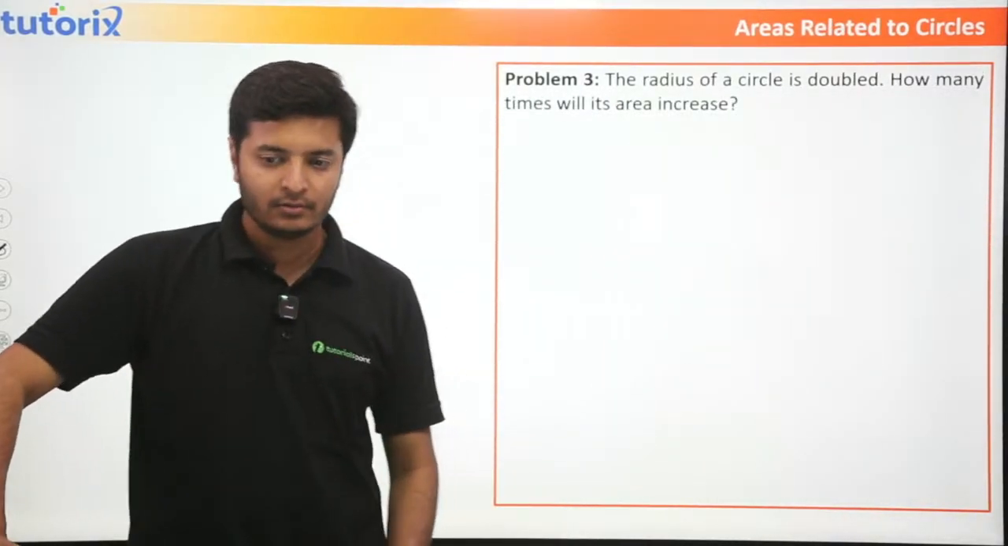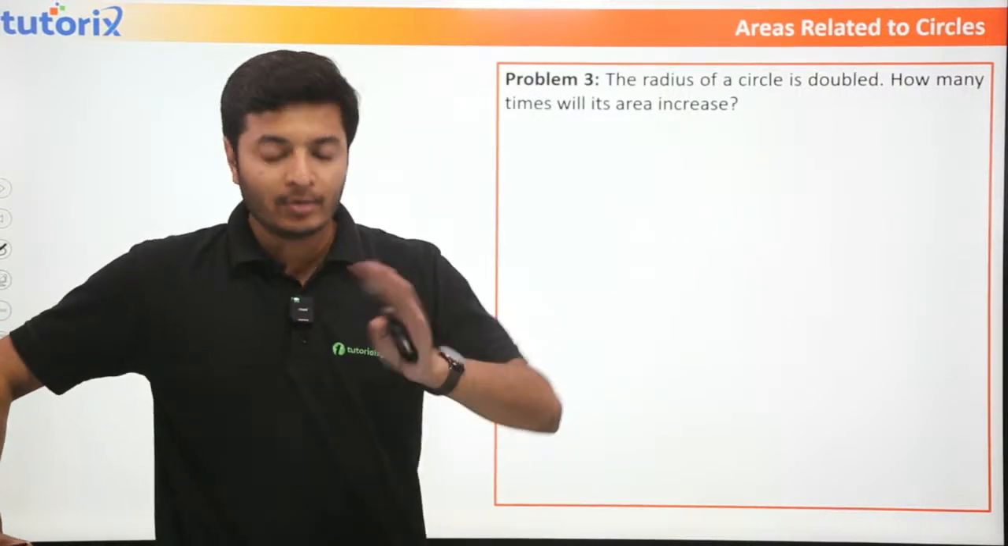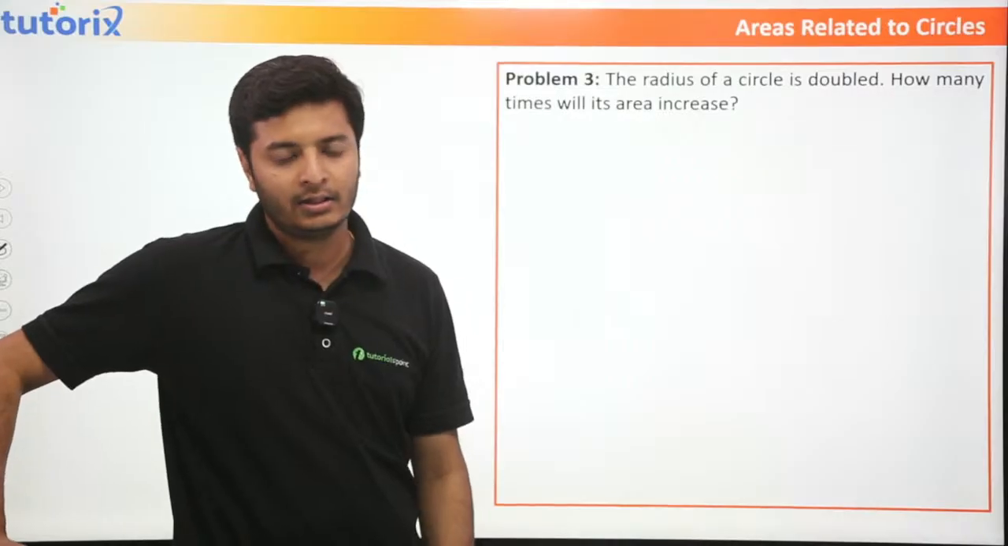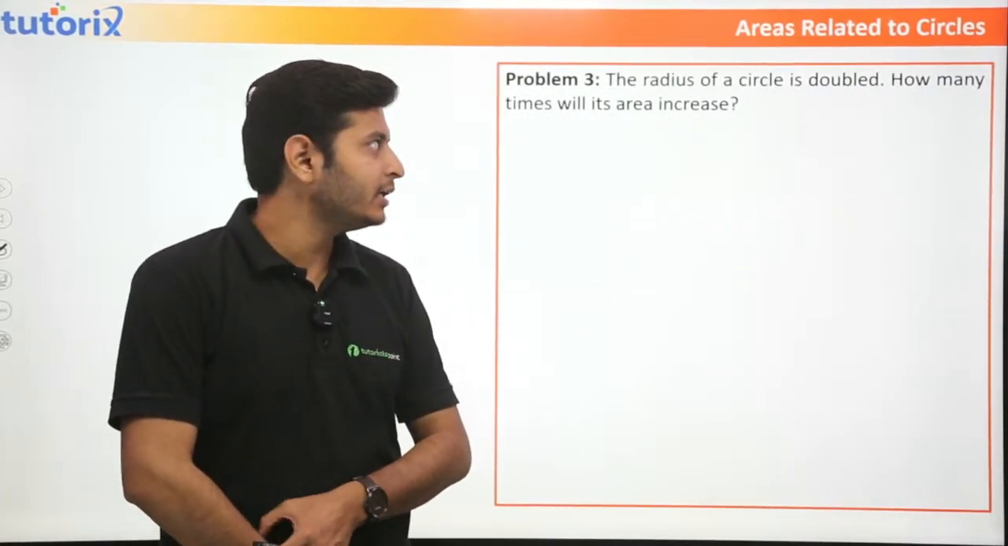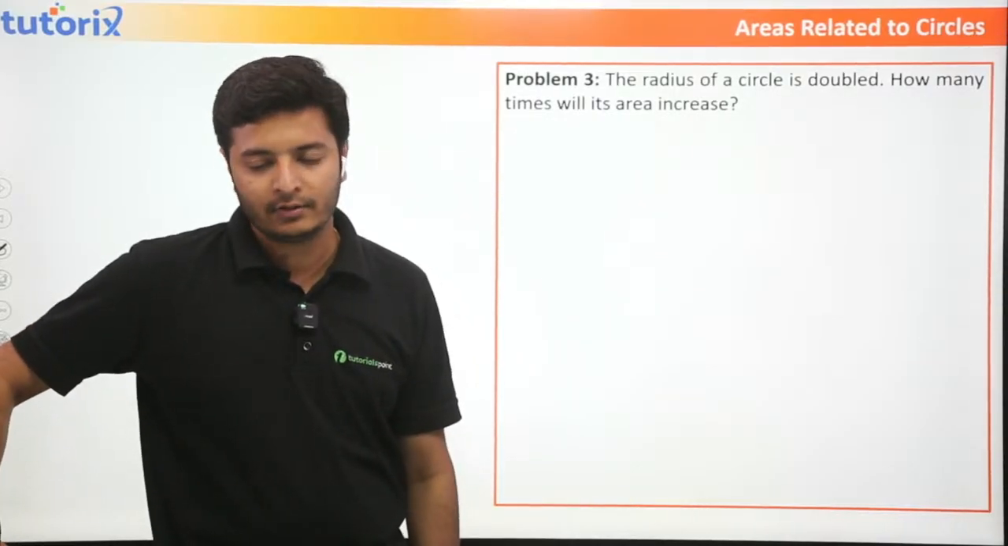Third one. The radius of a circle is doubled. How many times will its area increase? You need to tell me by how many times the area will get increased if we are just doubling the radius of the circle.